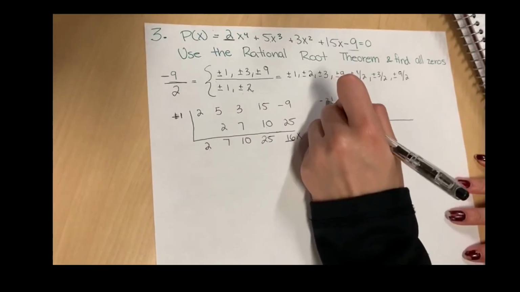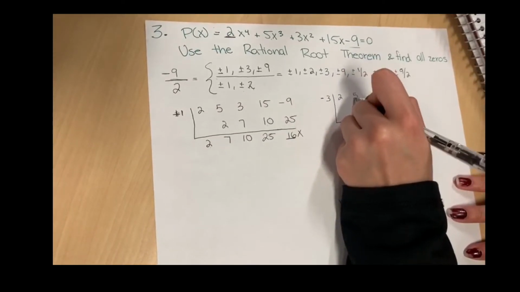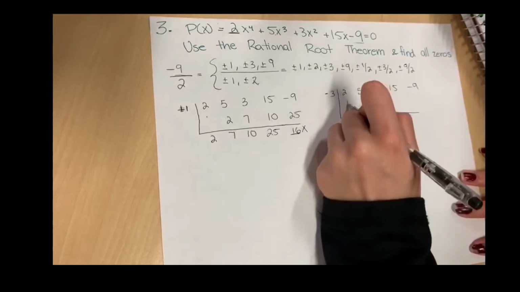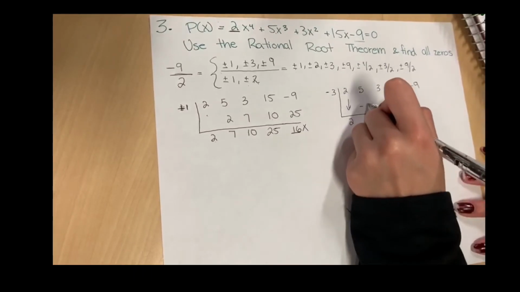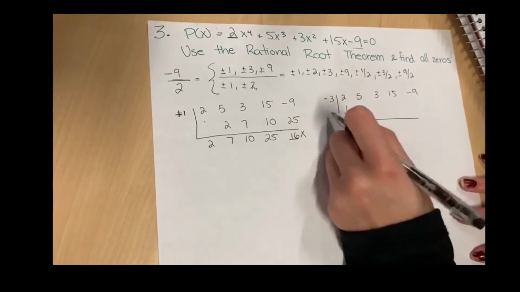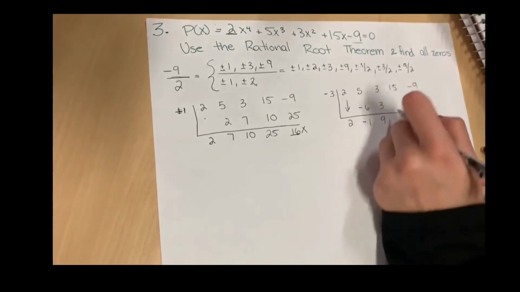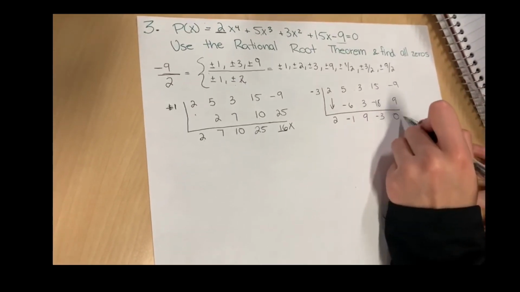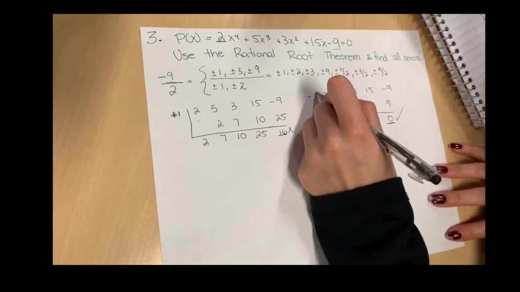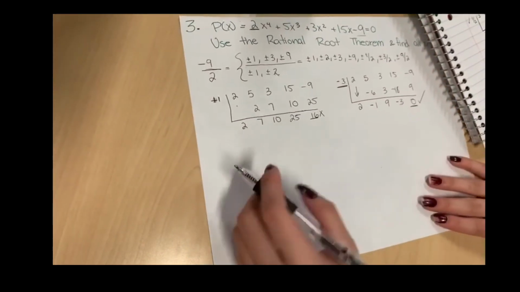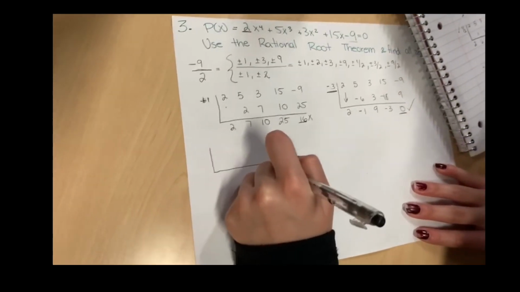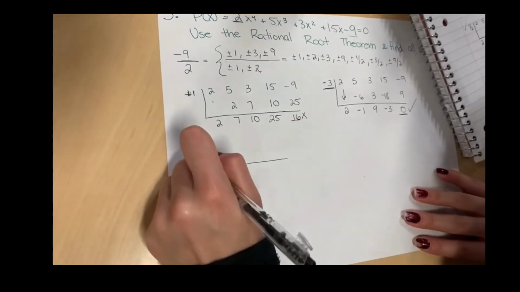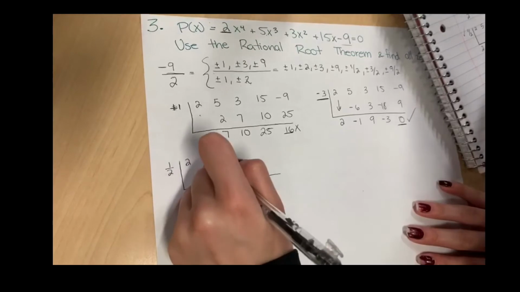So next is negative 3, and we're going to of course do the same thing, drop down the 2 with the matrices, and then it's going to be negative 3 times 2, which is negative 6, and negative 6 plus 5 gives us negative 1. Then it's negative 3 times negative 1, that's 3. And then it's 3 plus 3, that should be 6, but there seems to be a little problem there when copying down. And it should be negative 3 times 6, which should be negative 18. Negative 18 plus 15 should be negative 3. And then negative 3 times negative 3 is 9. And negative 9 plus 9 equals 0.